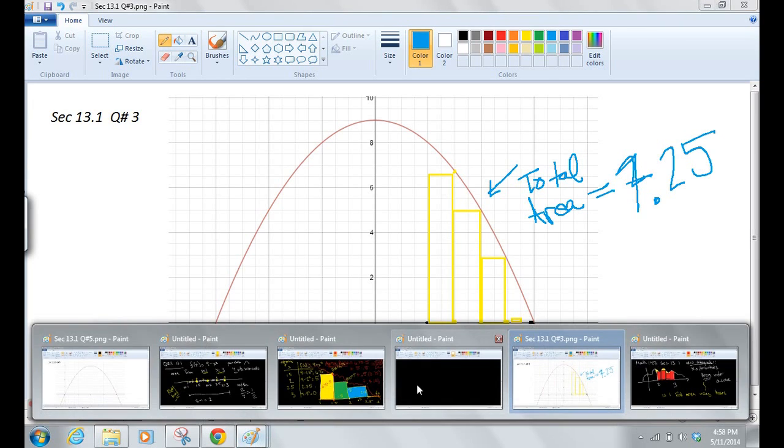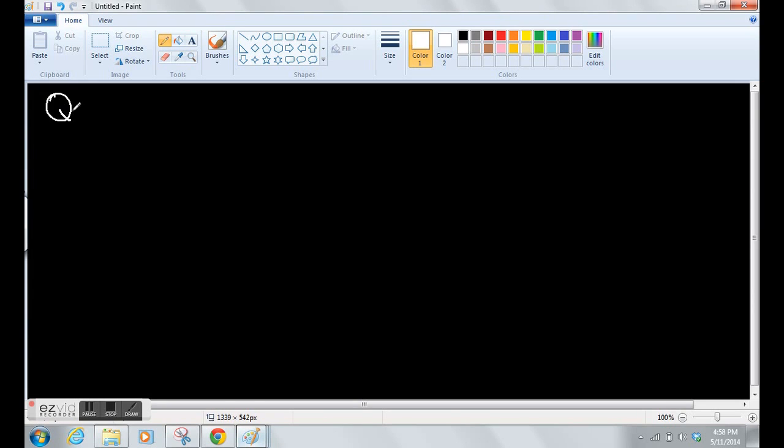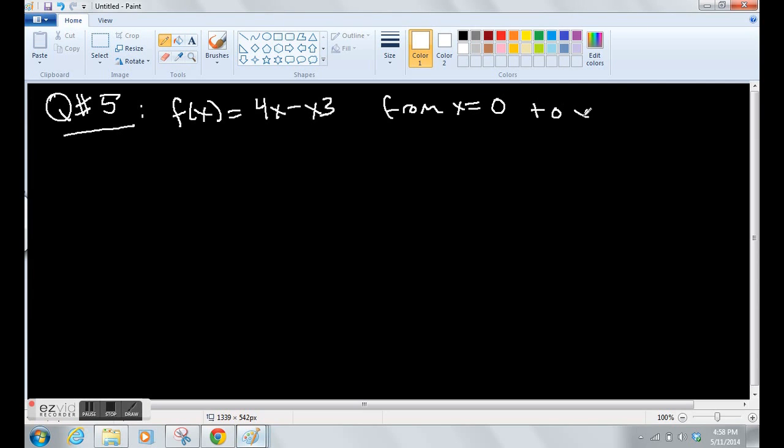Let's do another one. Okay. Same thing, question number 5. So we have another function. We're saying f of x is equal to 4x minus x squared, and we want to go from x equals 0 to x equals 2, and so that's our distance, and we're going to use 2 sub-intervals.